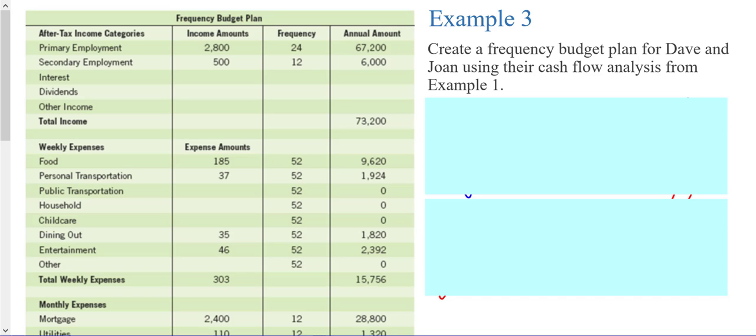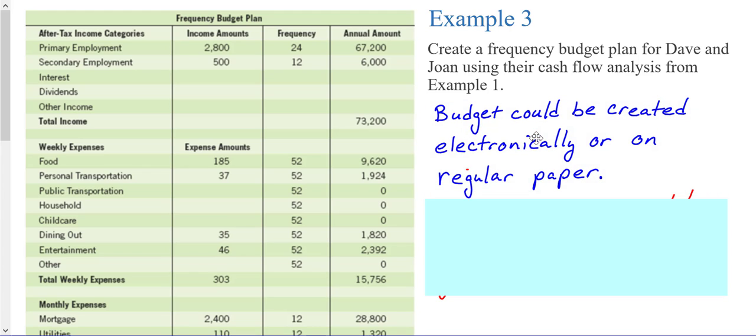In this video, you're going to learn about creating a frequency budget plan for Dave and Joan using their cash flow analysis from example 1. So when you create a frequency budget plan, you can create it electronically or on regular paper.